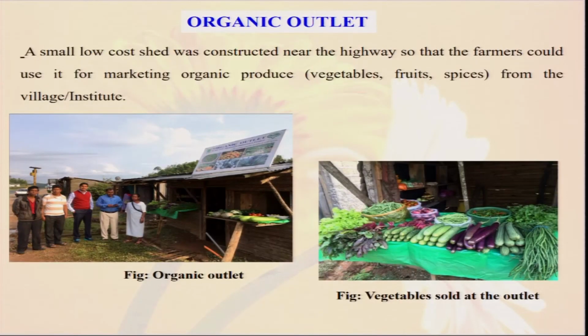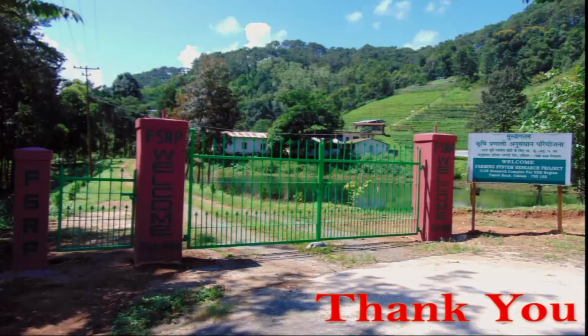When you get this type of result, you can open a small organic outlet near your highway, sell with the certification tag, and sell your produce at a higher premium price, minimum 20, 30 or 40%, and by that you will get some extra yield.